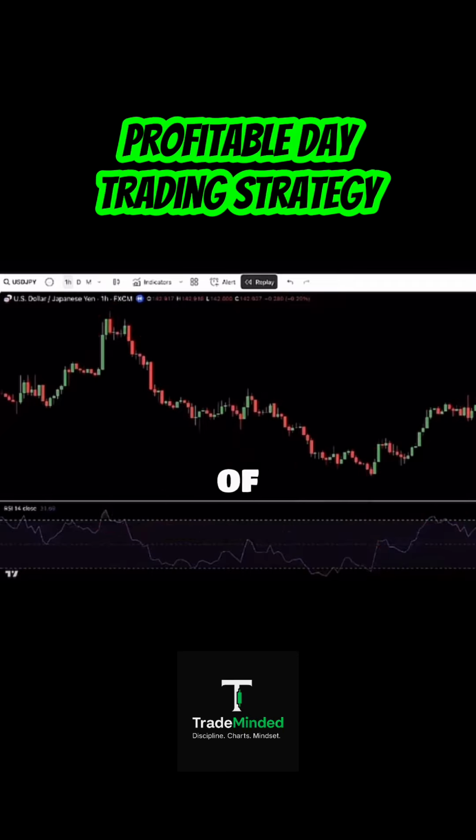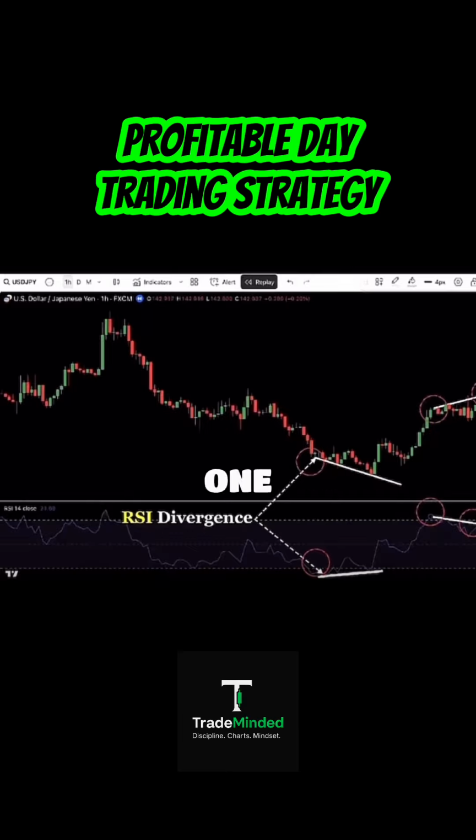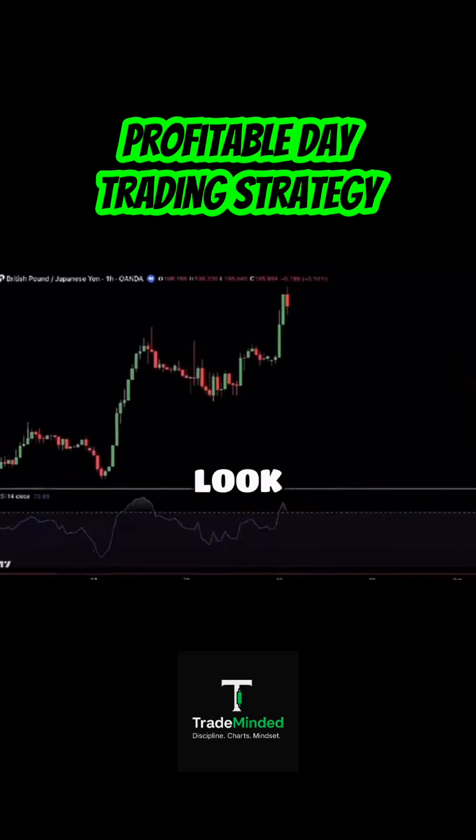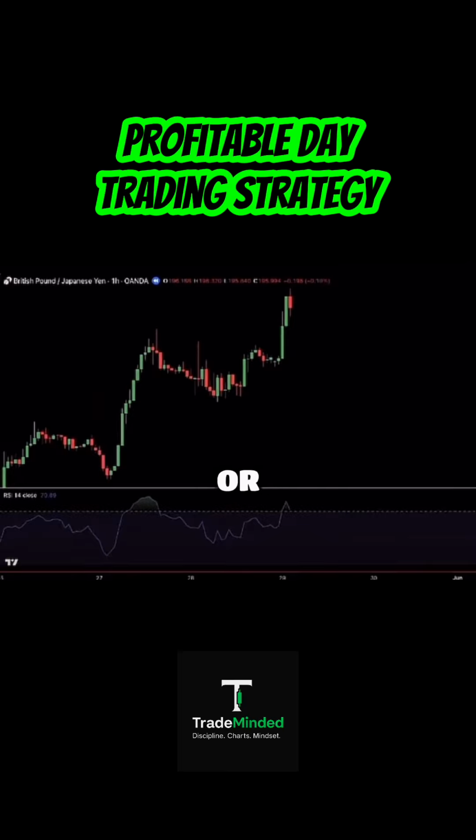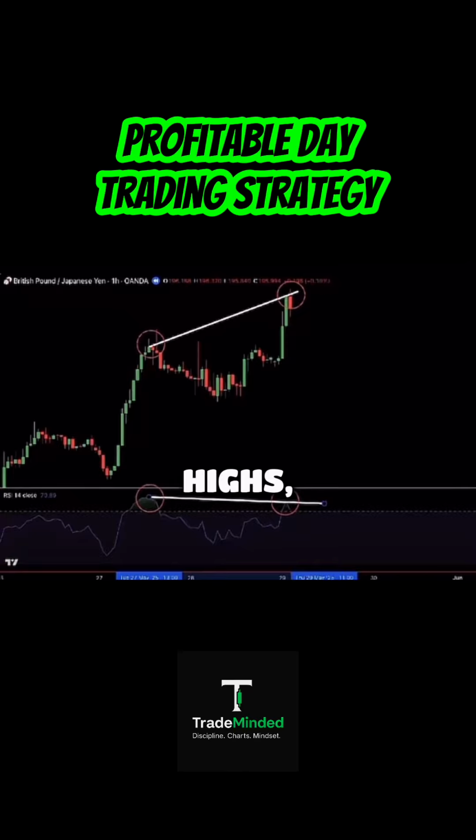The real power of the RSI comes from spotting something called RSI divergence, one of the most reliable reversal signals in technical analysis. Look at your chart and compare the price highs or lows with the RSI highs or lows. If price makes higher highs, but the RSI makes lower highs, that's a bearish divergence. It means buyers are pushing the price higher, but momentum is getting weaker. A sign price could soon fall.